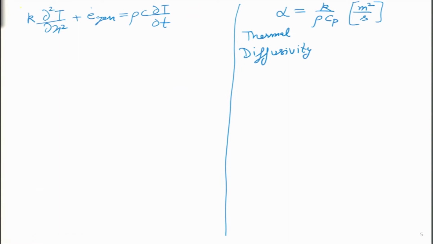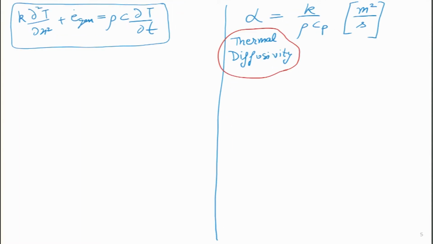So, one concept I wanted to introduce in the context of this one dimension heat conduction equation is this concept of thermal diffusivity, which is given on the right hand side over here. It is represented by the symbol alpha and the units for this is meter square per second. So, let us look at how this thermal diffusivity parameter appears in this 1D heat conduction equation.